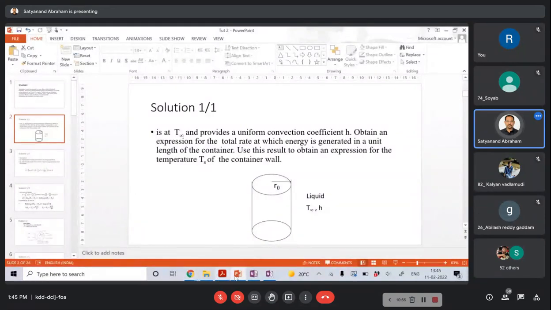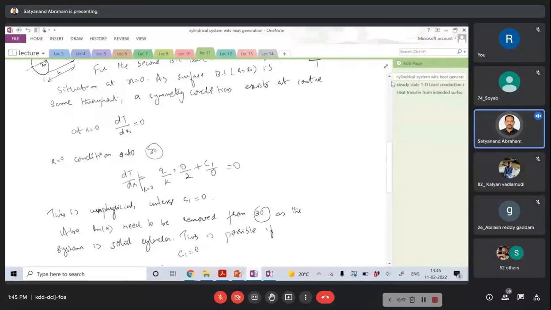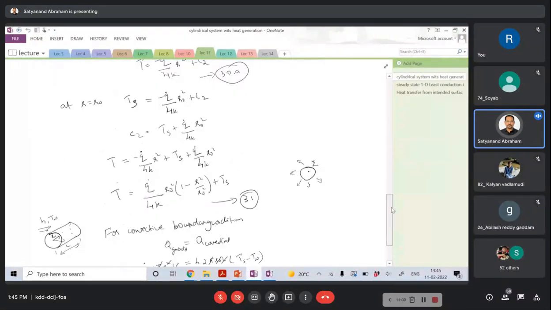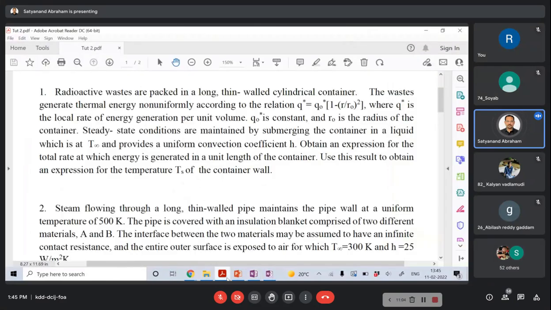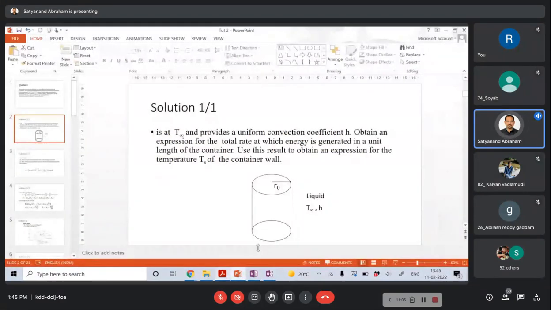Another method we already discussed, right? If you have a convective boundary condition, what you have to see is that we already found the total heat generation, right?